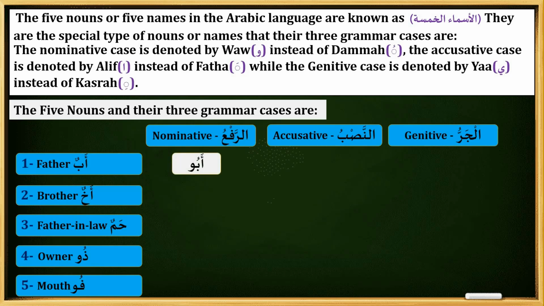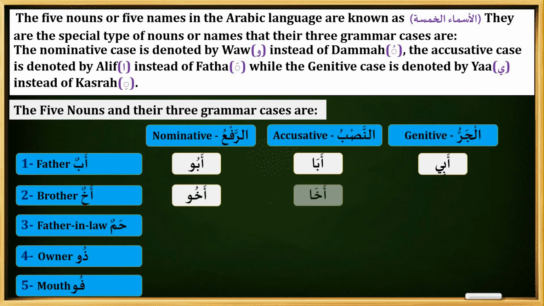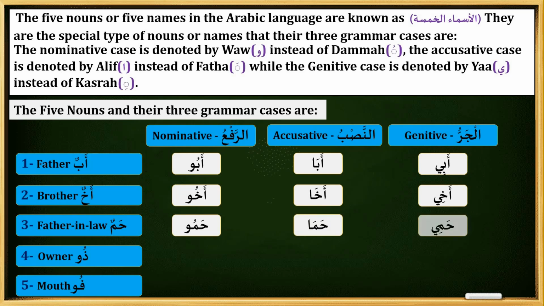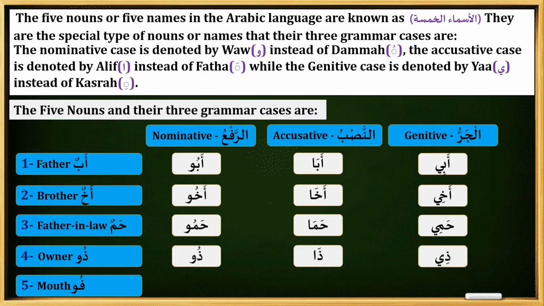Abun will be abu in nominative case, aba in accusative case, and abi in genitive case. Akhun: akhu, akha, akhi. Hamun: hamu, hama, hami. Dhu: dhu, dha, dhi. Fu: fu, fa, and fi.